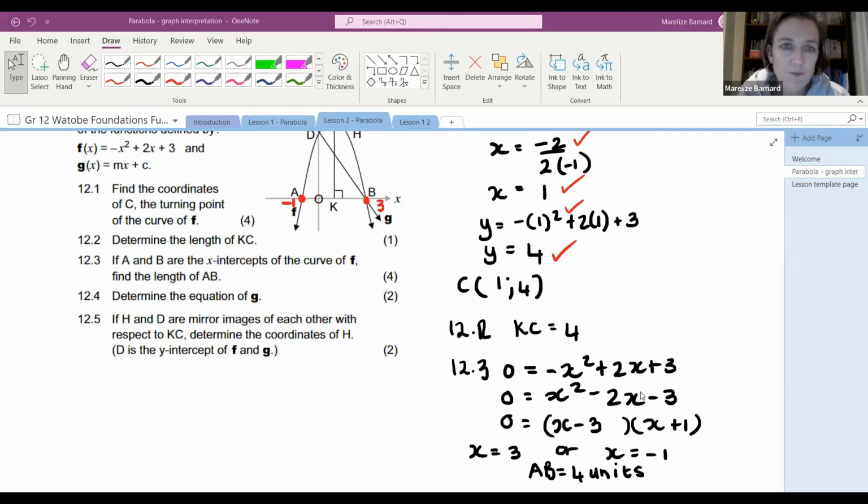How do we know it's 4? Remember, they're asking for the length. So if A is at minus 1 and B is at 3, we're literally looking at how far apart minus 1 and 3 are, and that is 4 units. That's how we get that, guys.